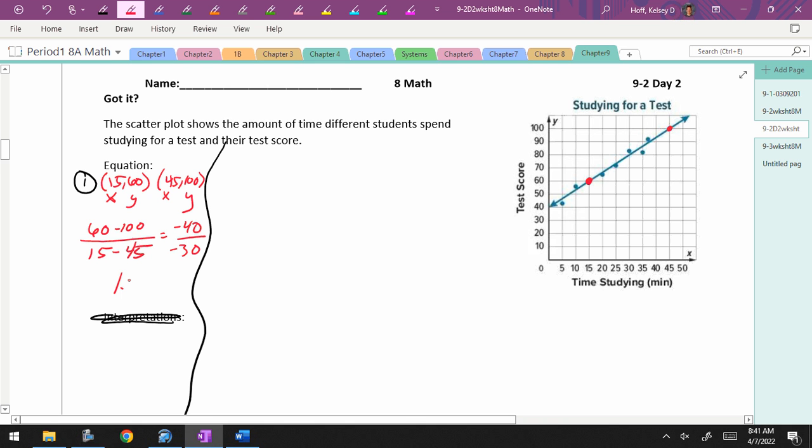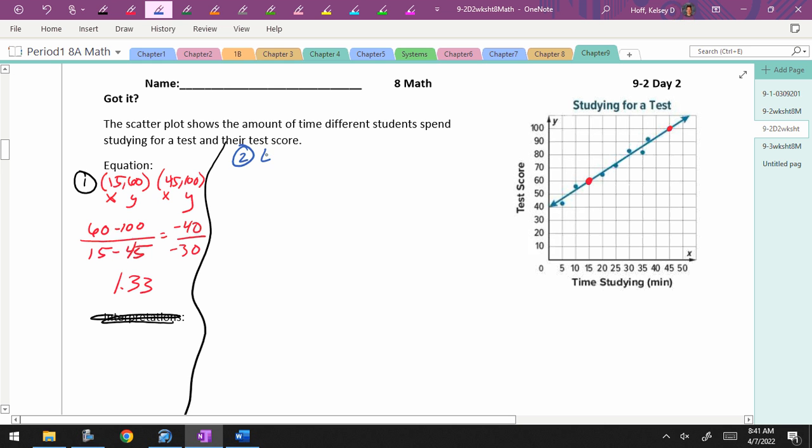So 1.33, repeating. If it's repeating, the next number would be a 3. Is 3 going to be big enough to round this up? No, so 1.33. I want you to round to the nearest hundredth.